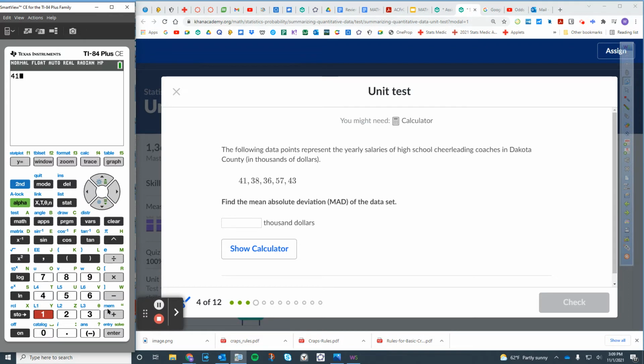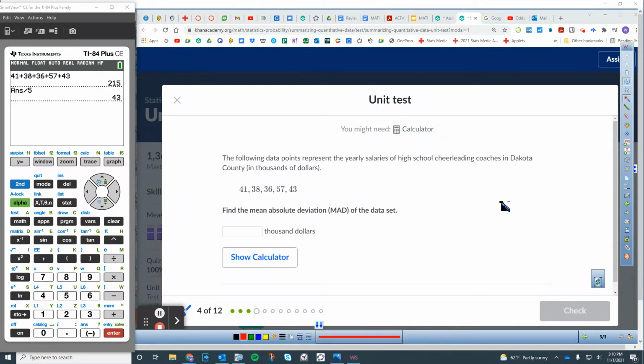You can just add up everything, 41 plus 39 plus 36 plus 57 plus 43, and then the sum of the data divided by the number of data, 1, 2, 3, 4, 5. Okay, so it's 43. The mean is 43. So perhaps I can write this here somewhere. So the mean is 43.